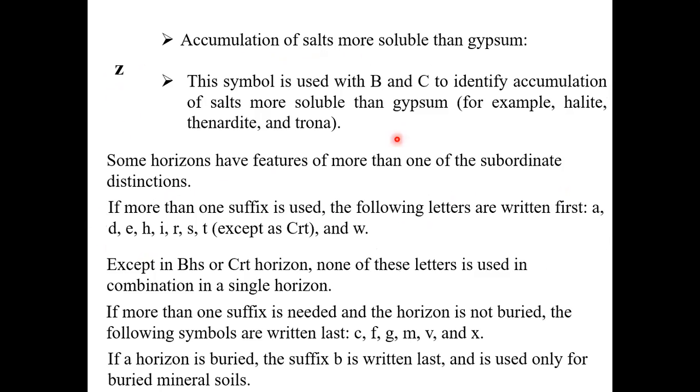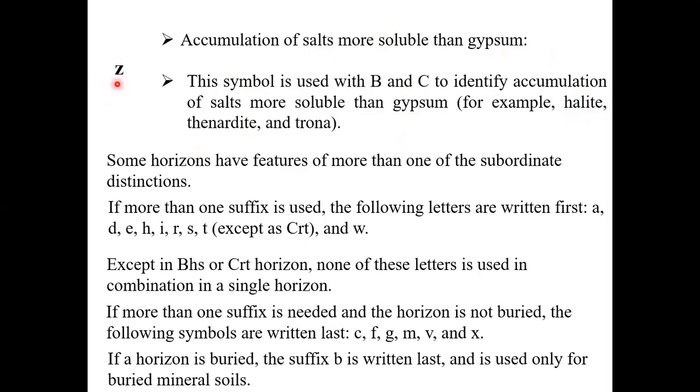Coming to the next, z. z is nothing but accumulation of salts more soluble than gypsum. So with the gypsum, some soluble salts will also be mixed, and for that type of notation we use one notation called z. The symbol is used for B and C. It identifies accumulation of salts more soluble than gypsum, for example halite and trona.